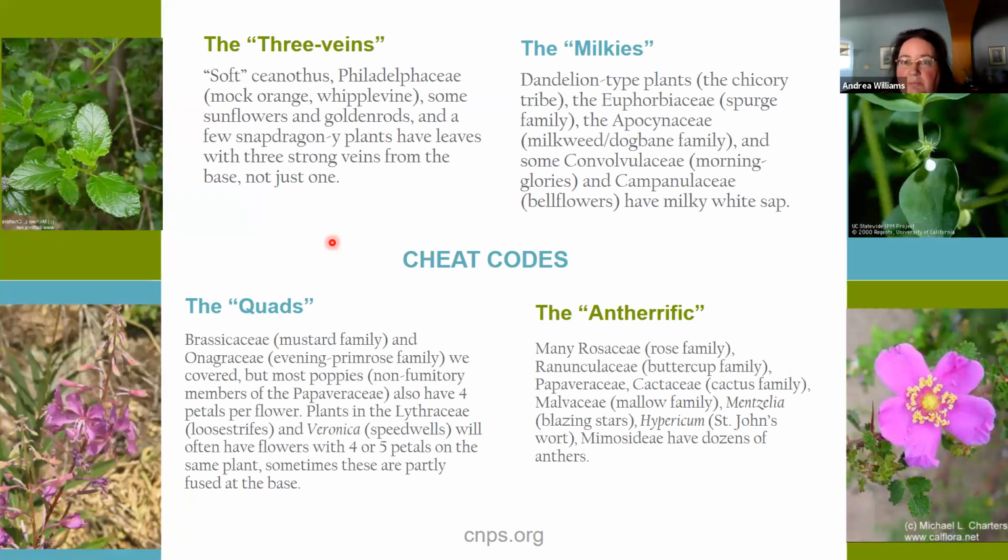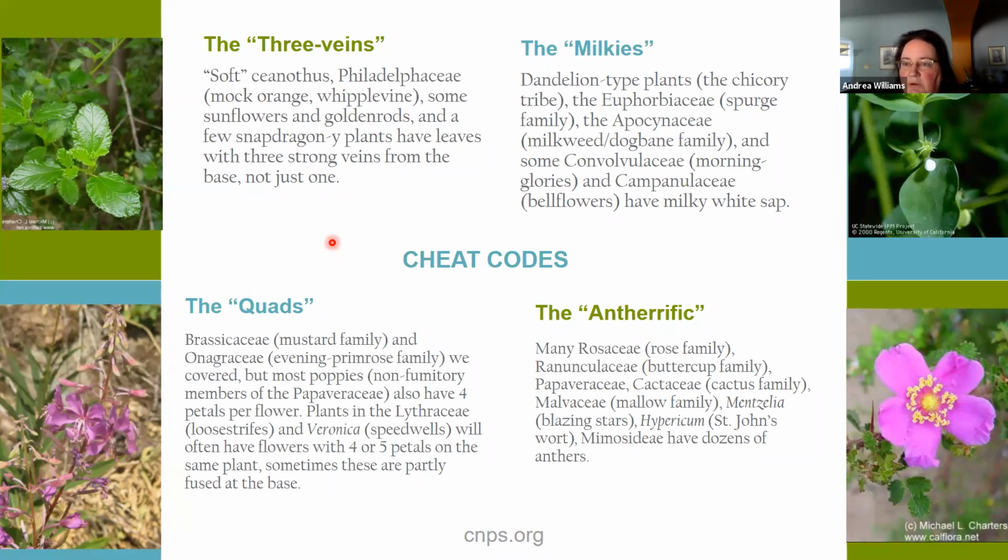Plants with milky sap. So I talked a little bit about the dandelion, the chicory tribe, earlier in the presentation. The spurge family, Euphorbiaceae, really well known for its milky latex sap, and also the Apocynaceae, so the milkweed or dogbane family. So that's what those monarch caterpillars do, they'll cut that mid vein of the leaf to bleed the poisonous latex sap out and get just enough, but not too much, to make themselves poisonous, but not to actually die from it.